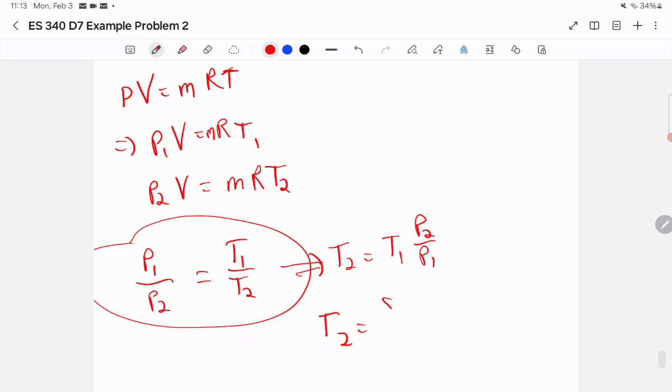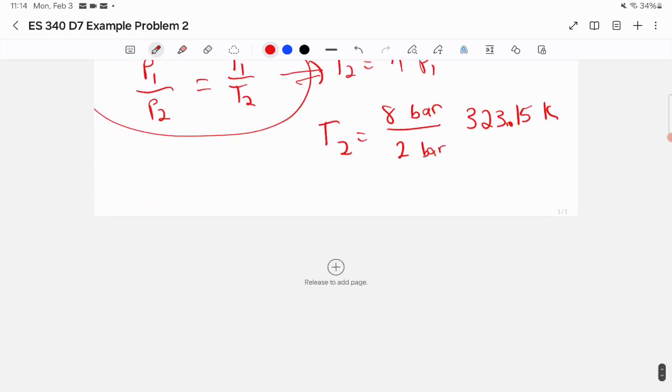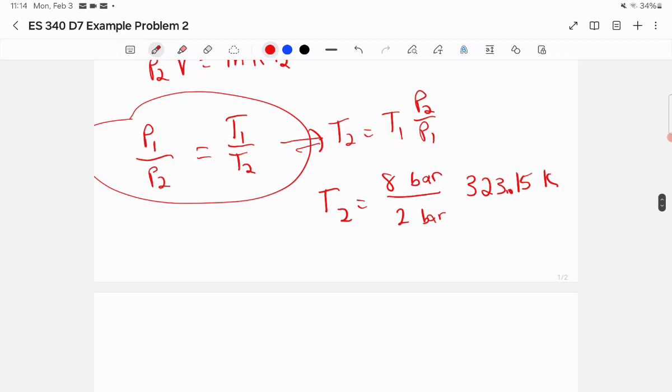So then T2 is equal to, well, 8 bar, I'm doing P2 here, over 2 bar times, well, we have to convert to Kelvin, so this is 323.15 Kelvin. And it's okay if you round this to 323. I'm just going to keep the full 0.15 as well. Oftentimes we'll just round, and that's perfectly valid and fine. Okay, so this is equal to 1292.6 Kelvin.